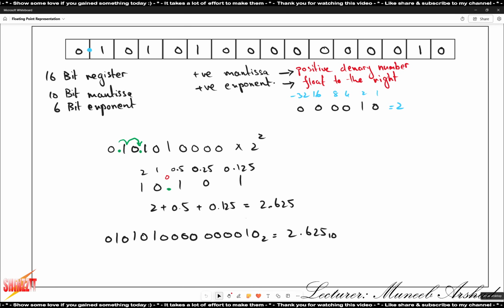Okay, so another example, 16-bit register, 10 bits for the mantissa, 6 bits for the exponent. Look at the sign bit of mantissa and the exponent. Both are 0. So positive mantissa and positive exponent. Positive mantissa means it's going to be a positive denary number. Positive exponent means that the imaginary binary point is going to float towards the right hand side.